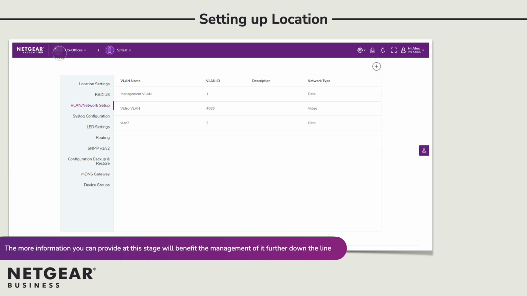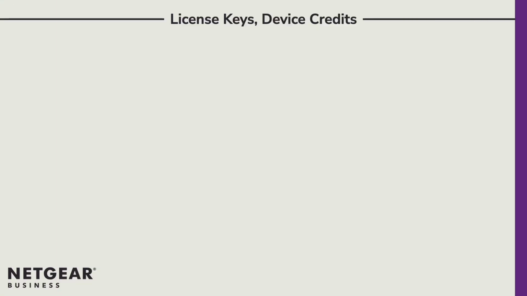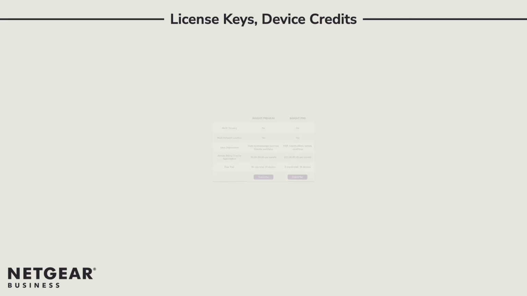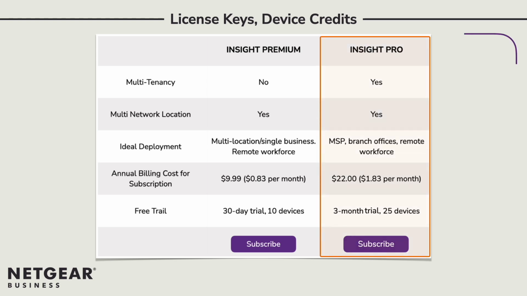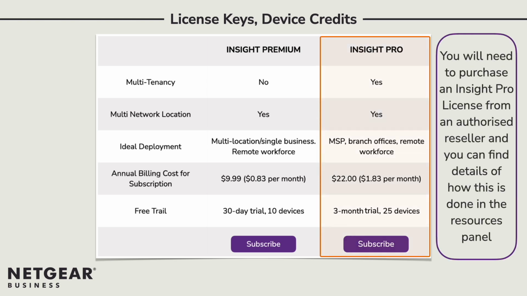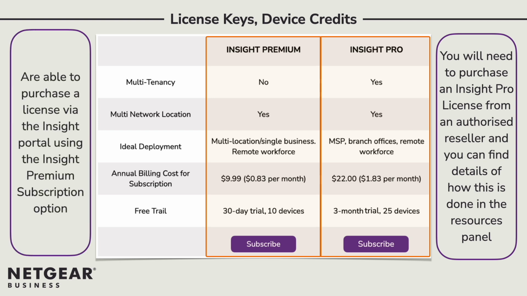Once these initial hierarchical levels have been created, it's time to focus on the Insight licensing system. And to do that, we'll refer to this table. As an Insight Pro user, you will need to purchase an Insight Pro license from an authorized reseller, and you can find details of how this is done in the resources panel. Insight Premium users are able to purchase a license via the Insight portal using the Insight Premium subscription option, and both Insight Pro licenses and Insight Premium subscriptions contain a number of device credits for a number of years.